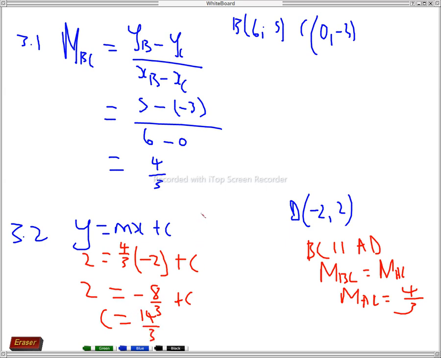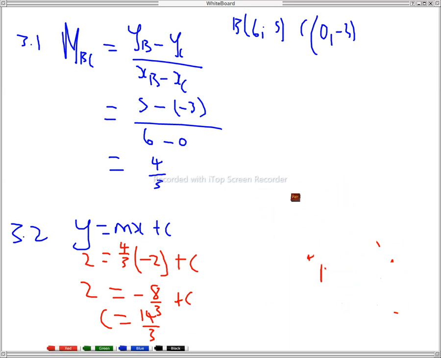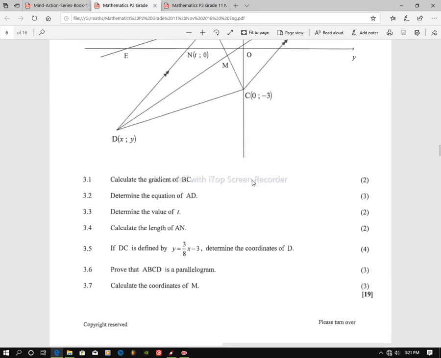So the equation of AD, I can just remove this information here. I was just explaining basically. So the equation is 4 over 3, which is the gradient, times x plus 14 over 3. As easy as that. This is the equation of AD. You understand? It's important. I don't know where to write this equation of AD, so let me check the next question before I erase it.